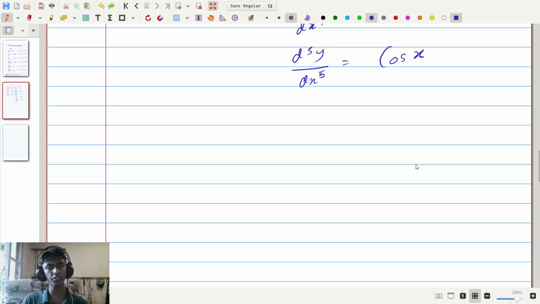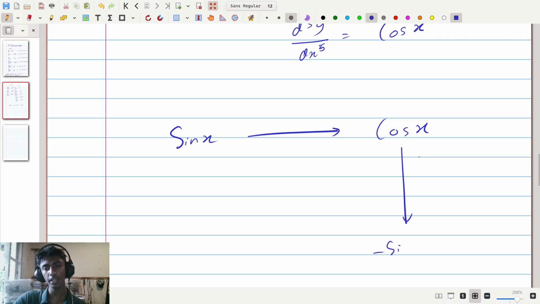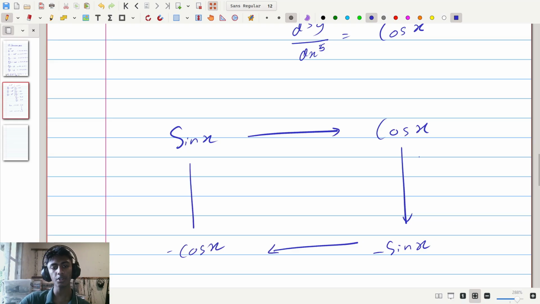So we can represent this in a kind of circle. If we consider sine of x and take its derivative, we get cosine of x. If we consider cosine of x and take its derivative, we get the negative sine of x. If we take negative sine of x and take its derivative, we get the negative cosine of x. And if we take negative cosine of x and take its derivative, we get sine of x. So it's cyclic. We are constantly repeating between sine of x, cosine of x, negative sine x, and negative cosine of x.